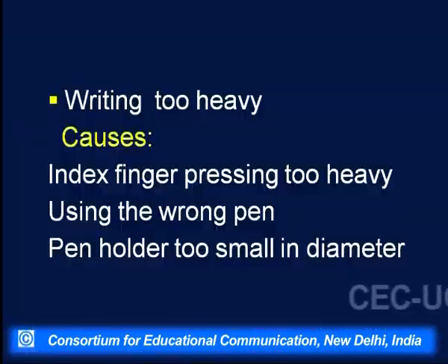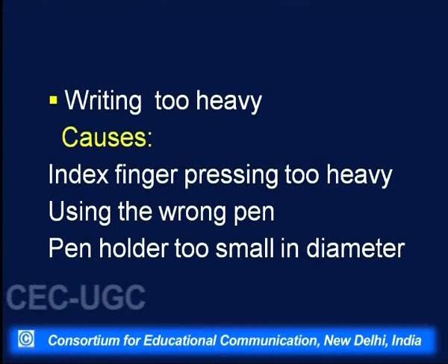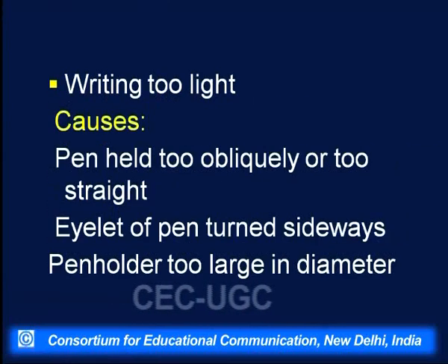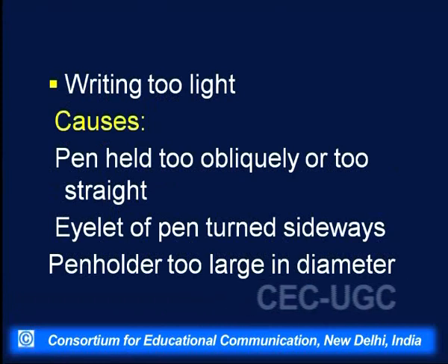Sometimes when we hold the pen, the index finger presses too heavily, or we are using the wrong pen. Our pen should be proper, and the pen holder too small in diameter. We have to be very careful to avoid too heavy writing. Then another defect is writing too light.